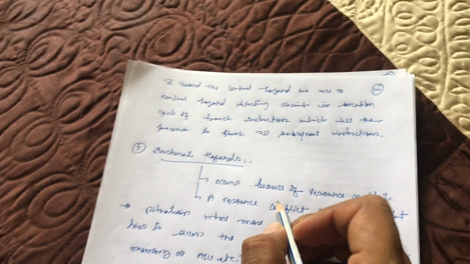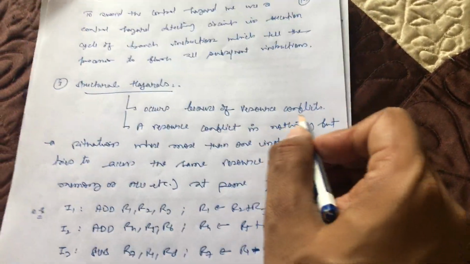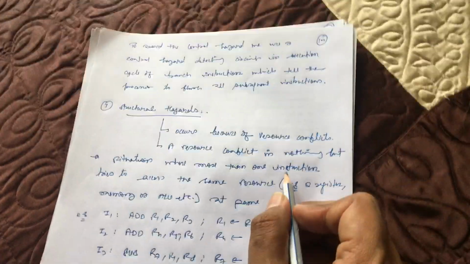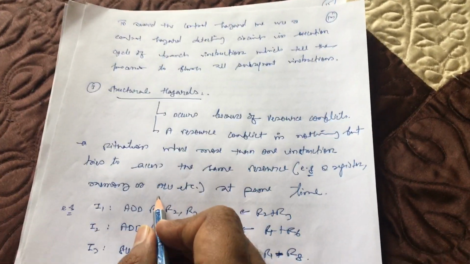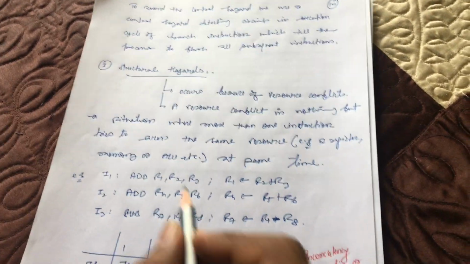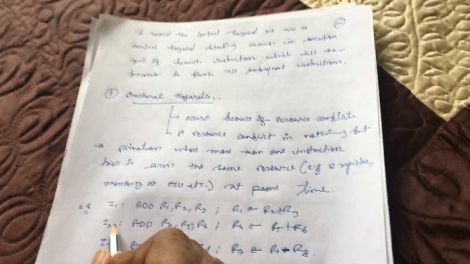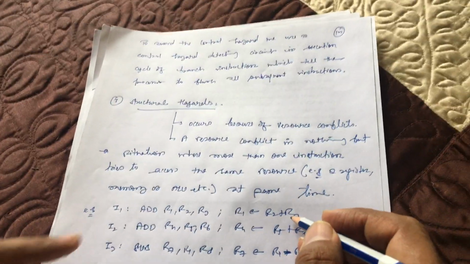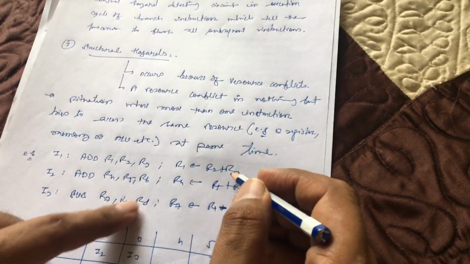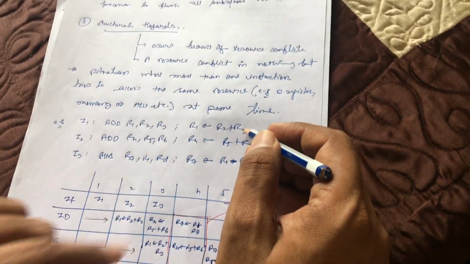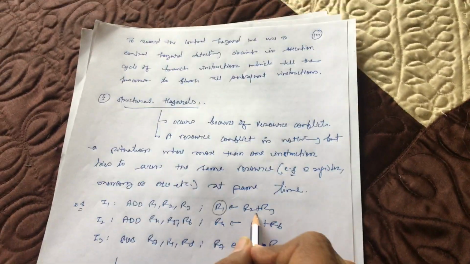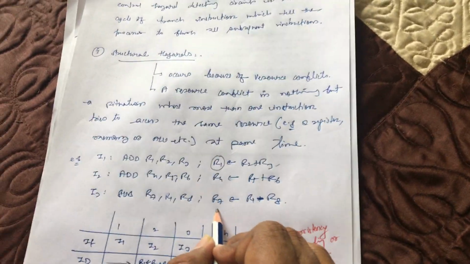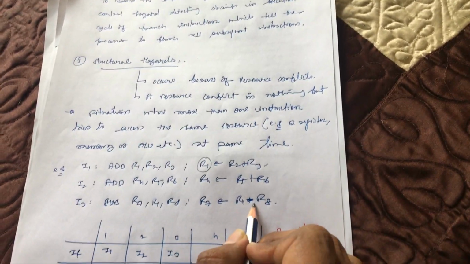Structural hazards occur whenever there is a conflict of resources. Conflict of resources is there if everyone is trying to access the same resource, for example a particular register, a particular memory location or the ALU at the same time. Let me take the example of 3 instructions I1, I2, I3: add R1, R2, R3; add R4, R5, R6; subtract R7, R1, R8. In the first one you can see R1 is the register getting the sum of R2 and R3, but in the third instruction R7 is getting R1 minus R8.